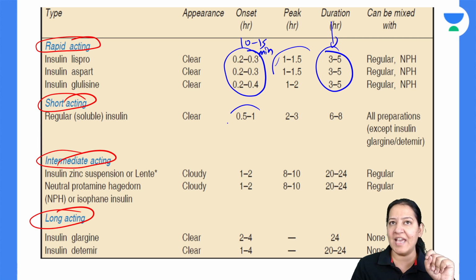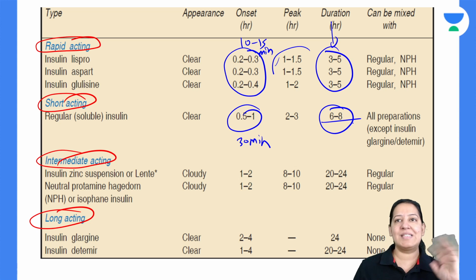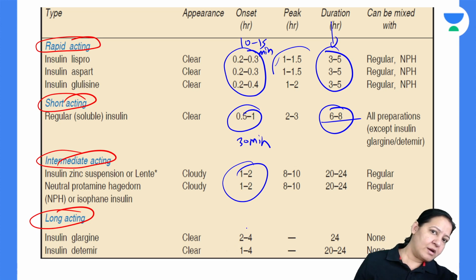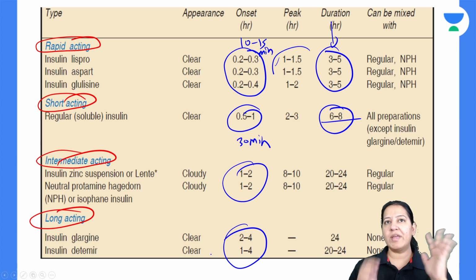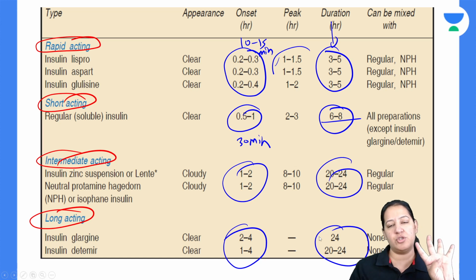And short acting, they come in role after 30 minutes of injection and they remain sustained for the next 6 to 8 hours. Intermediate come in role after 1 hour or 1 to 2 hours, right? And long acting come in role after 1 to 4 hours. So you can see based on their onset and duration of action, they are divided into 4 categories.